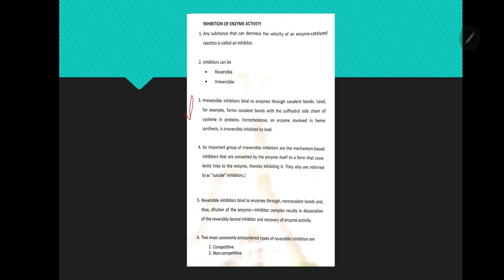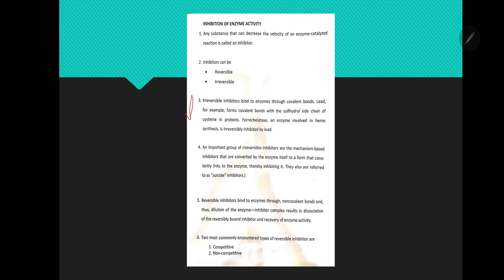Lead is an example of that, which combines with the enzyme through a covalent bond with the sulfhydryl side chain of the cysteine in protein. This is one example. There are many examples in heme synthesis. The enzymes are irreversibly inhibited by lead when the heme synthesis is taking place, and this is how these irreversible inhibitors affect the synthesis.